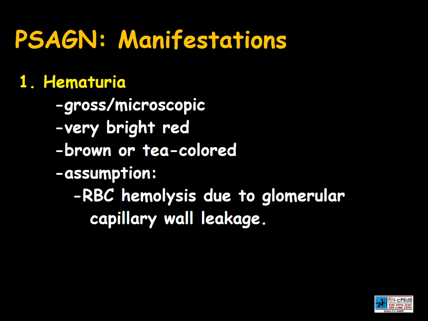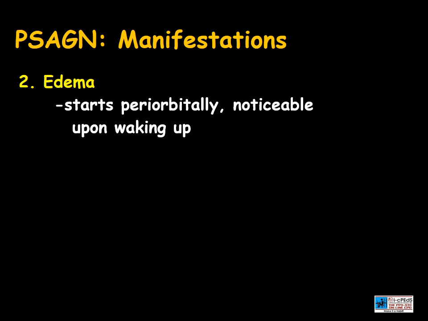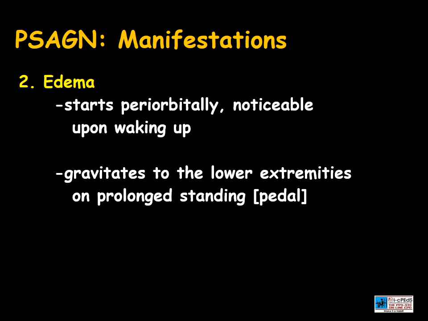Let us now briefly look at the clinical manifestations of the disease. The most common of which is hematuria, which may be gross or microscopic, and the assumption is that hematuria is due to RBC hemolysis due to glomerular capillary wall leakage. The other common manifestation is edema. This may start periorbitally, noticeable upon waking up, and then gravitates to the lower extremity on prolonged standing, or what we term as bipedal edema. Generally, edema is usually due to salt and water retention.